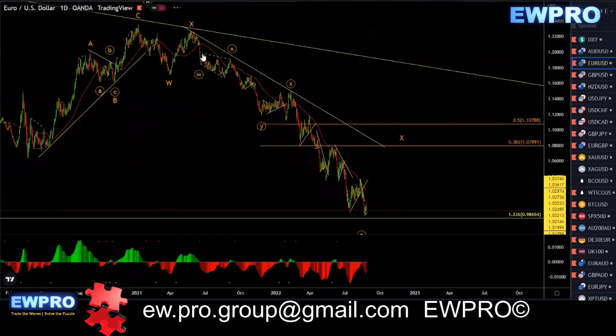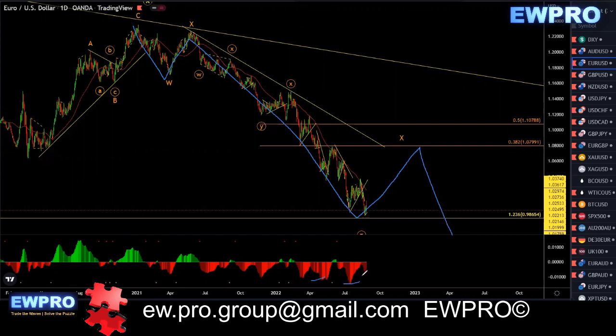EU on the daily. So we've got that WX extended wave Y. We'll be looking for that X2 and then the Z down. We don't have any bullish divergence, so I'll just be looking for a correction in here in X2 and then a Z down. We need that larger correction.